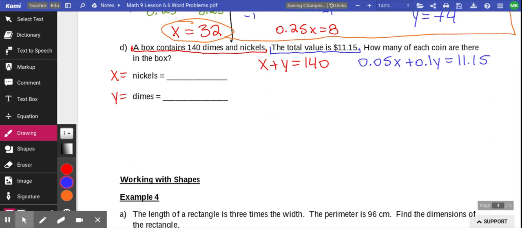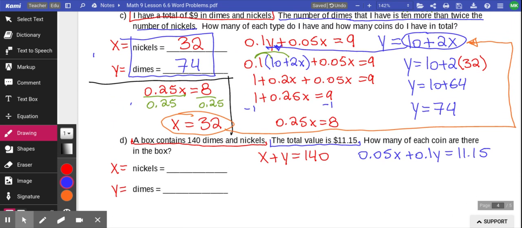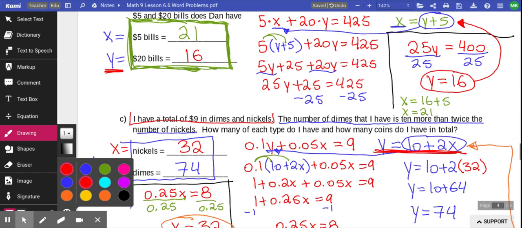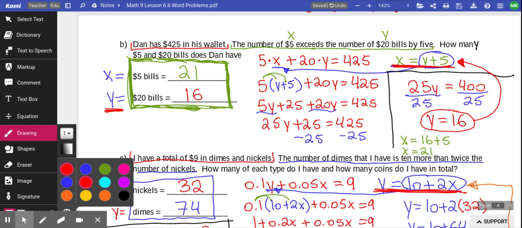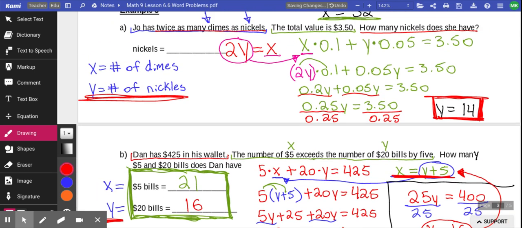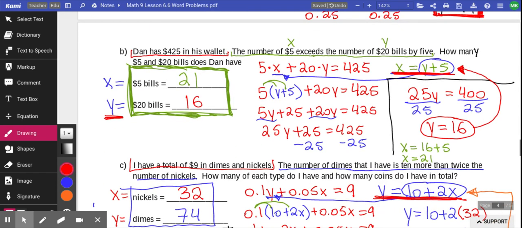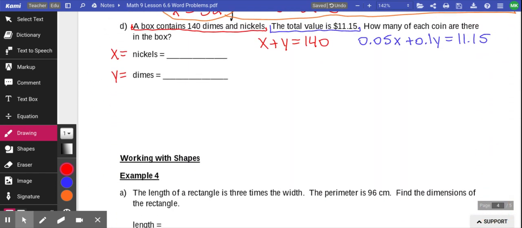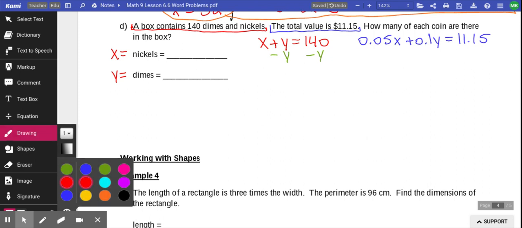Beautiful. Looking at this, if I wanted to try to solve this right now, I have a problem that I have not run into yet. That problem is that I don't have a letter by itself. In these previous examples, you'll notice that I always started with an equation where I had one letter by itself already. In this case, it's up here, right? y was equal to 10 plus 2x. If I look up here, x was equal to y plus 5. If I look up here, I started with 2y equals x. I always knew what one of the letters was. This question doesn't have that. So what I need to do is actually rearrange this first question so that x is by itself.